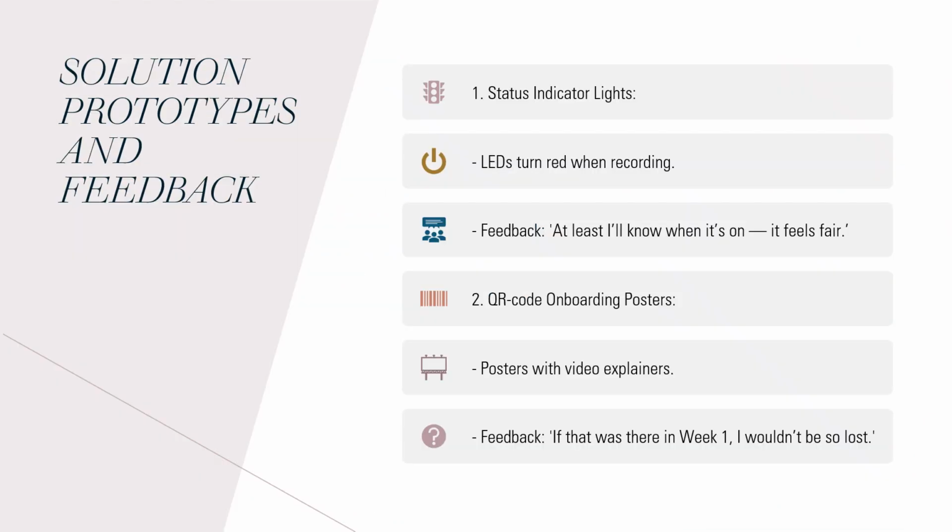So as the solution and feedback, we have two types here. We have the status indicator light, which turns red when recording, and for the feedback: at least I'll know when it's on, it feels fair. And the second one is the QR code on board poster, with the video explainer, and the feedback will be: if that was there in week 1, I wouldn't be lost.